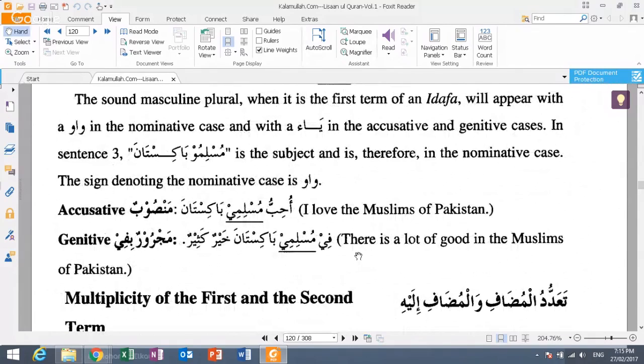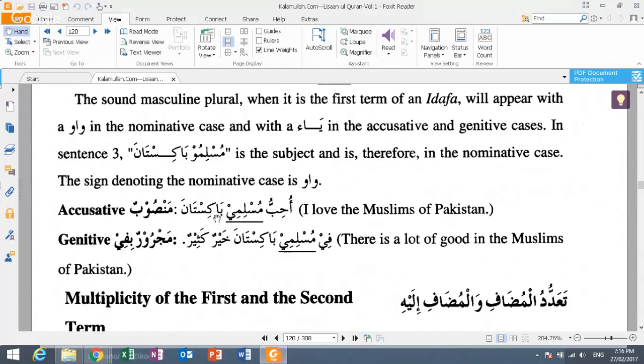Now, what about the nasb case and the jarr case? The sign denoting the nominative case is waw. And then in the nasb case, uhibbu Muslimina, not Muslimuna. Isn't it? Muslimina. This is the nasb case. Uhibbu, I love Muslimina, for example, believers. But I mean which country's ones? Muslimi Pakistan. So when you are ascribing, what will happen? The noon will be dropped. So Muslimi Pakistana.